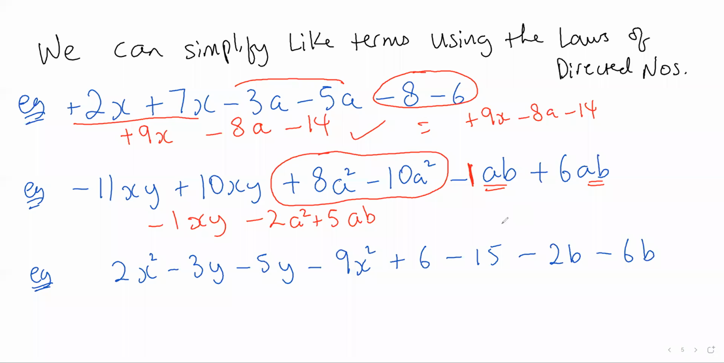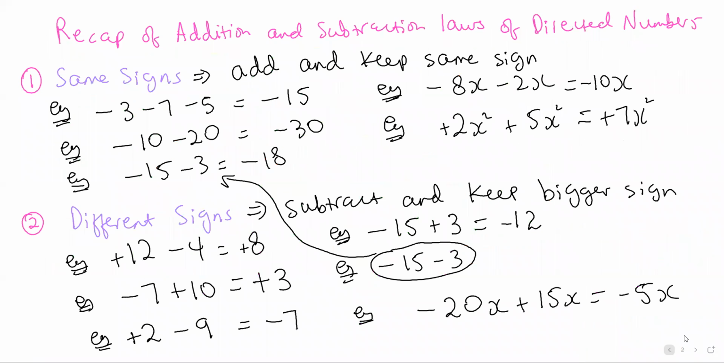Nice. And this is how we simplify, students. You look for like terms: x with x, a with a, number with number, a squared with a squared, ab with ab, xy with xy. Simplify them, and it's just a matter of deciding which law to use. We only have two laws we can use, easy. Either the same signs or the different signs one, right?